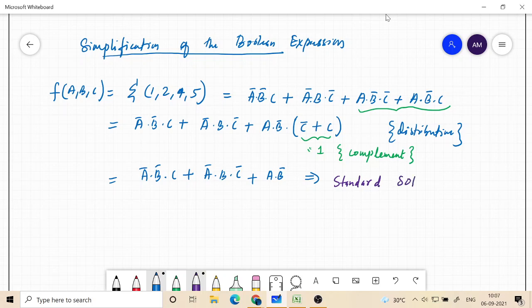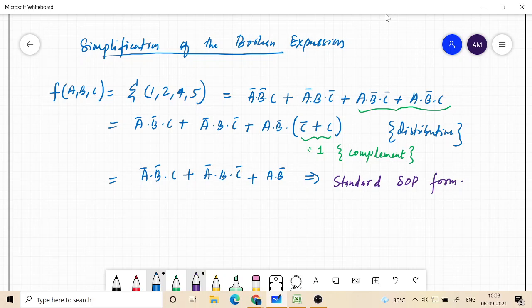Standard SOP form. Okay, this is called standard SOP form because this is also SOP form, right? Sum of the product terms, and it can be implemented in two levels. But in standard SOP form, unlike the canonical SOP form, you don't need all the literals to be present. Okay, you can have some of the products with lesser number of literals.